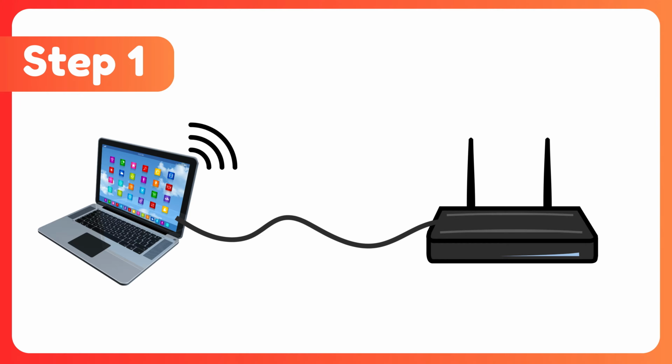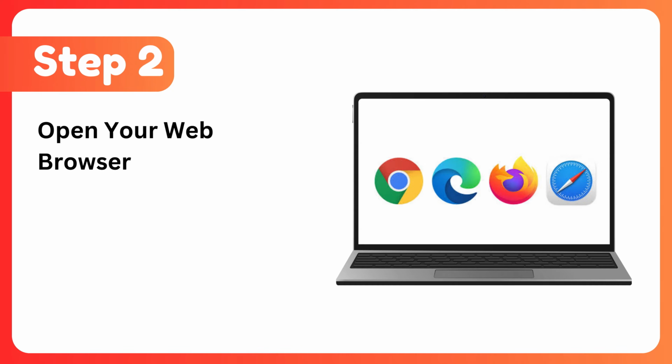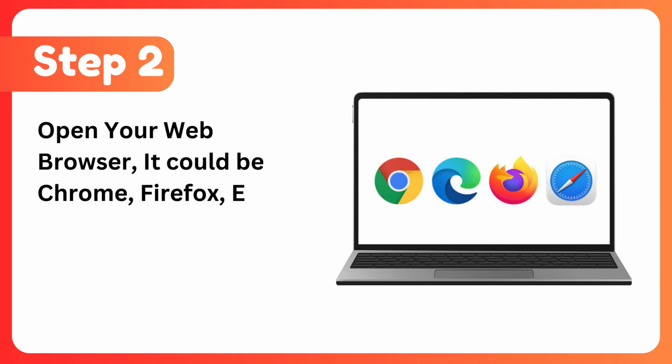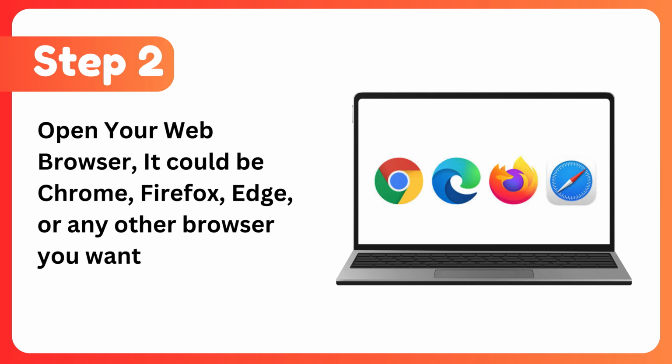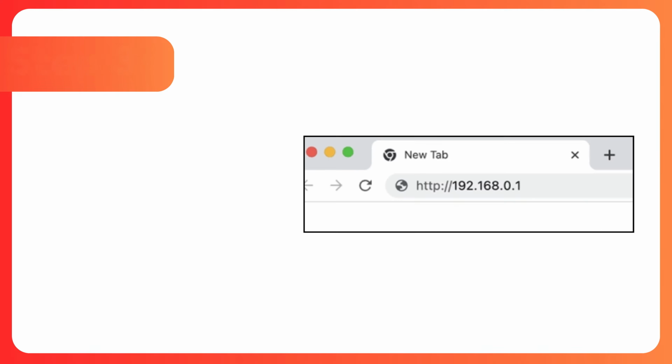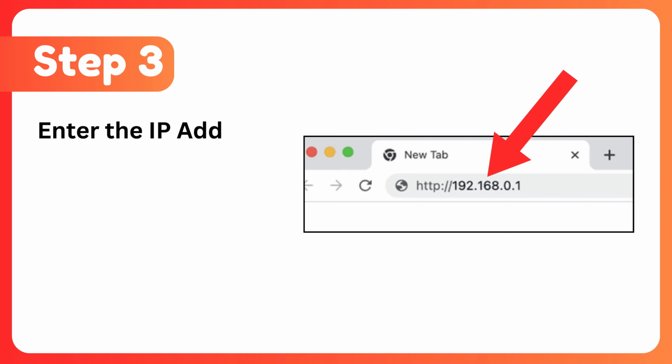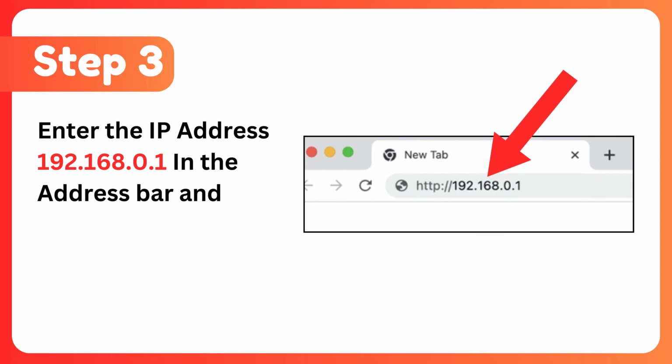Step 2. Open your web browser. It could be Chrome, Firefox, Edge, or any other browser you want. Step 3. Enter the IP address 192.168.0.1 in the address bar and press Enter.